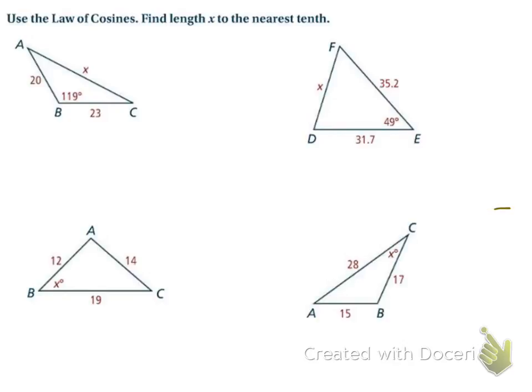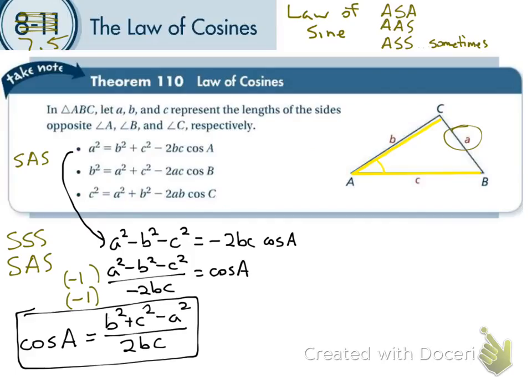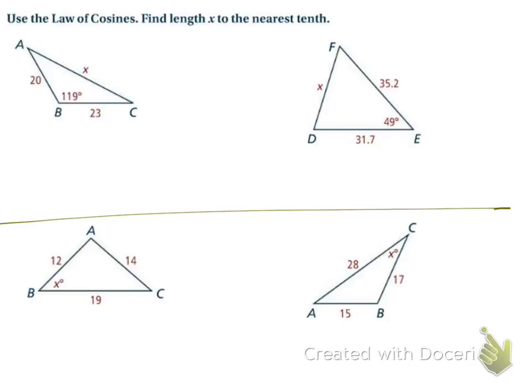Wait, is that the a squared plus b squared plus c squared? The top two problems are this type. Okay? So we're doing this type first. That's these two. Because you're solving for a side. These two are the bottom formula I gave you because you're solving for an angle.